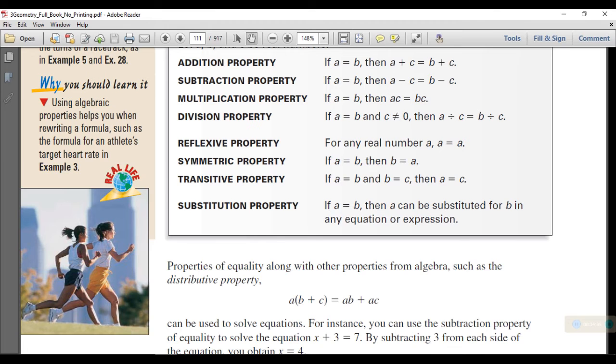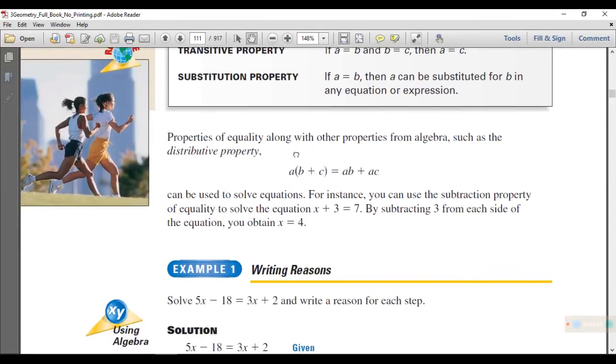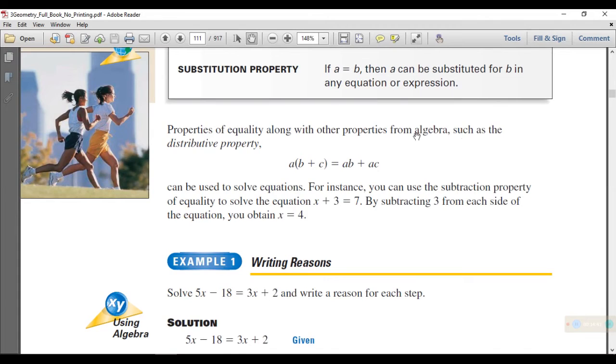Okay? Okay. Now, for properties of equality, along with other properties from algebra such as distributive property of equality. So, sa distributive property of equality, from the term itself, magdi-distribute tayo. So, how do we distribute? So, ito ay in relation with the PEMDAS.